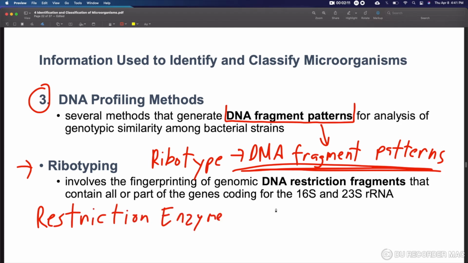Best example of a restriction enzyme is your EcoRI. So EcoRI, if you have a DNA of your microbes right here, it's a long DNA, just imagine this is a long DNA. If you have EcoRI, you put it in the mixture, what EcoRI will do is it will cut your genome into certain locations in what we call restriction sites.